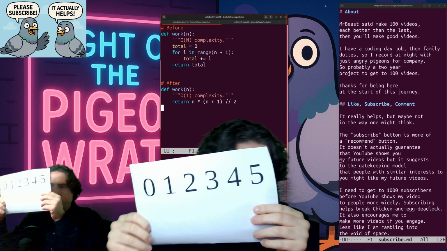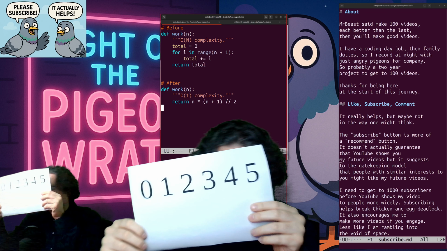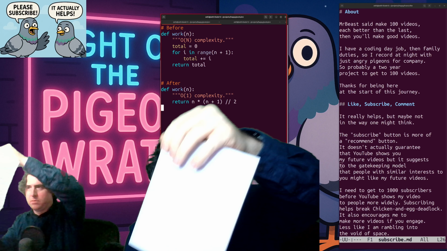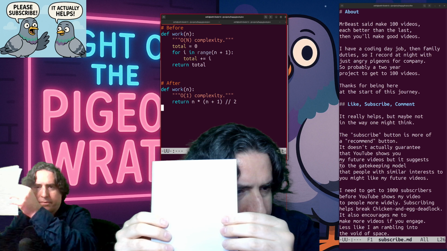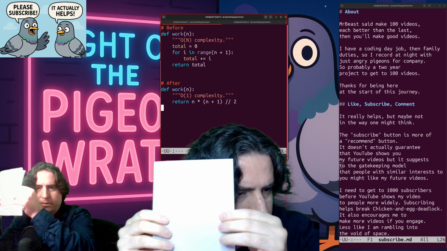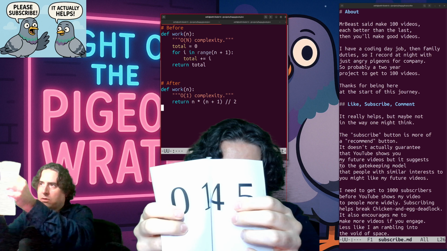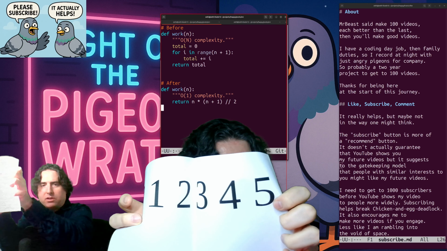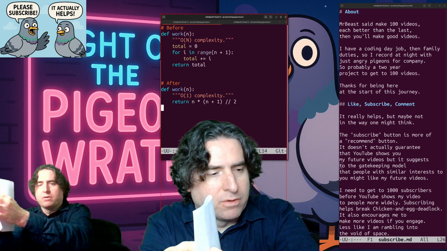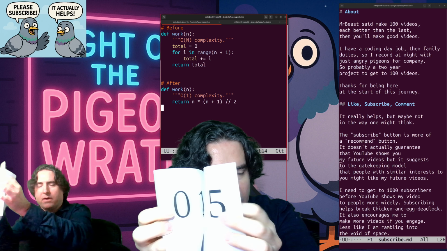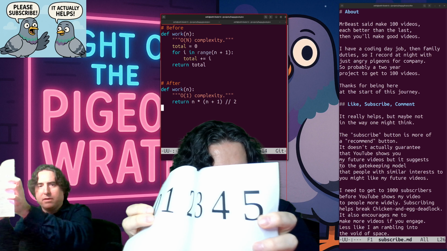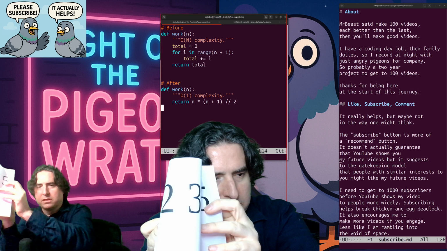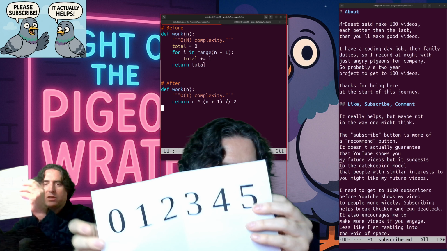But if we fold the paper in half, we can see they kind of match. 5 is touching 0, 4 is touching 1, and 2 is touching 3. So 5 plus 0 is 5, 1 plus 4 is 5, and 2 plus 3 is 5. So we actually have another way of doing it.